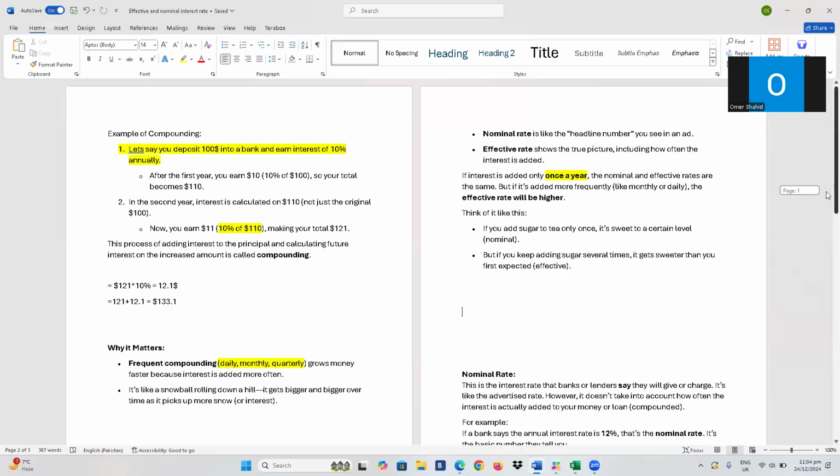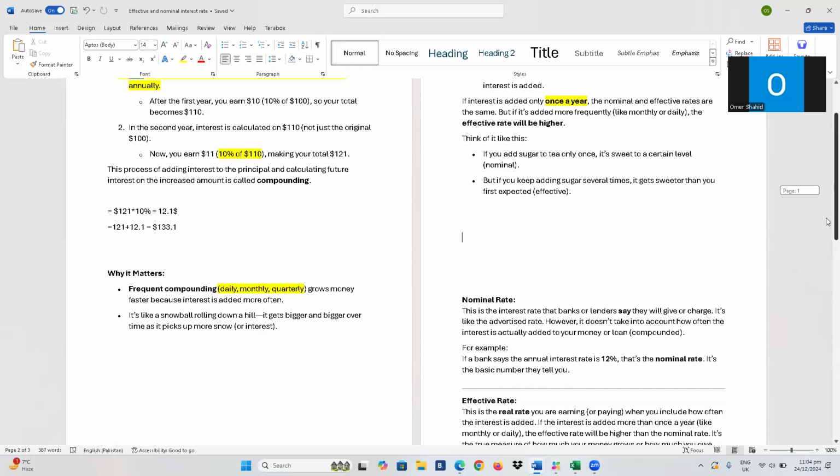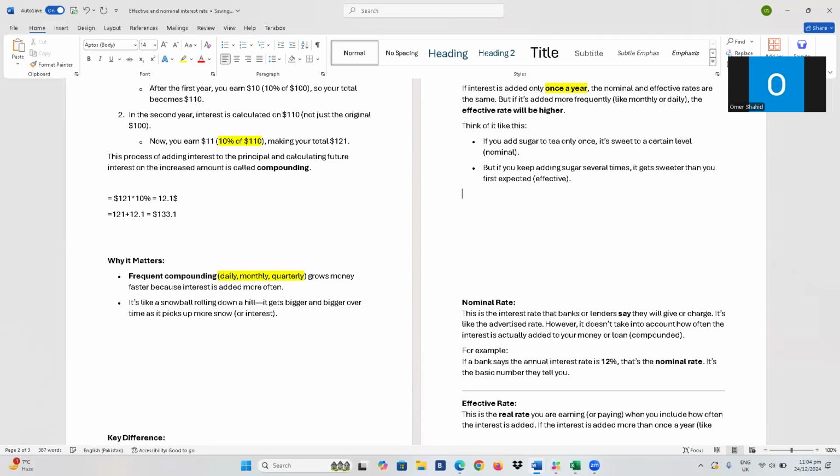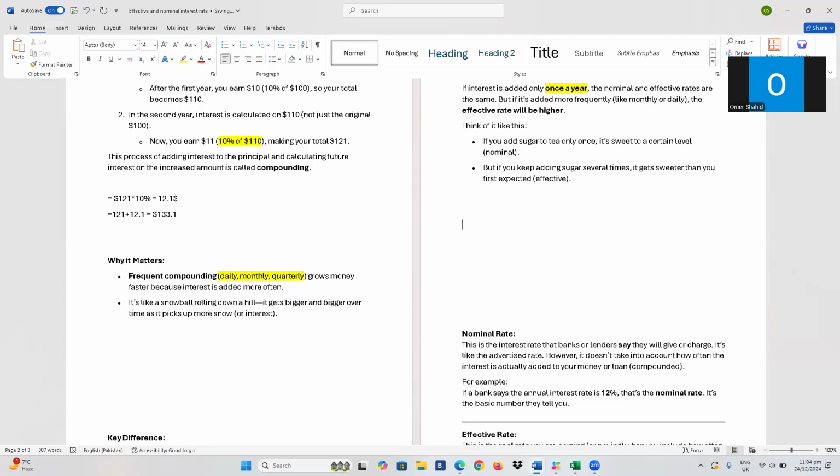Before coming on to the formal definitions of nominal interest and effective interest, I would like to explain this concept through a few examples, so that you can understand the definition in a better manner after you are familiar with the examples.